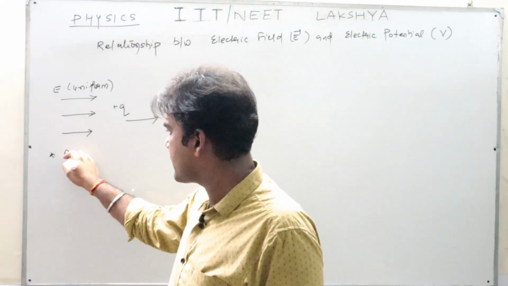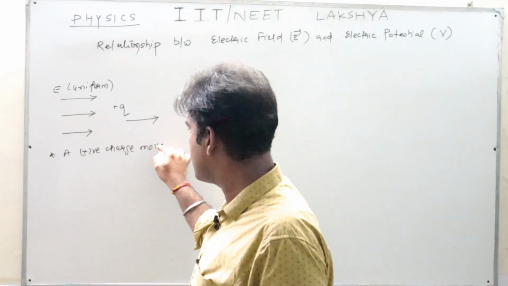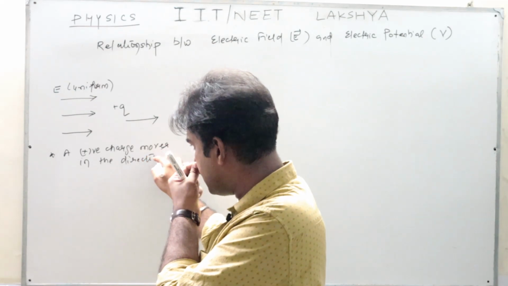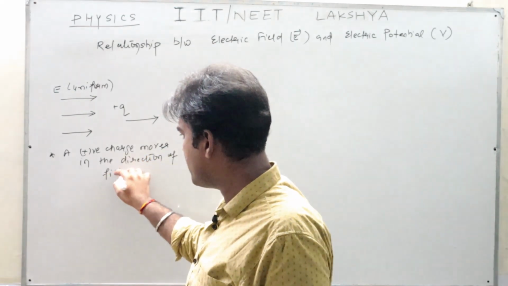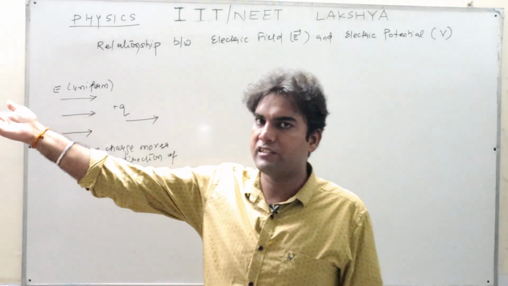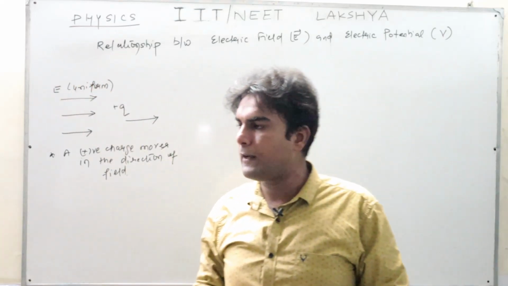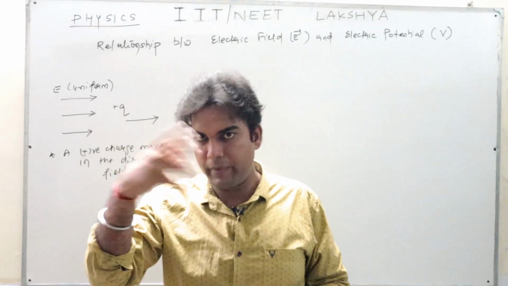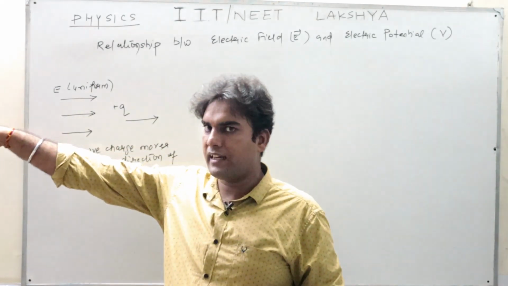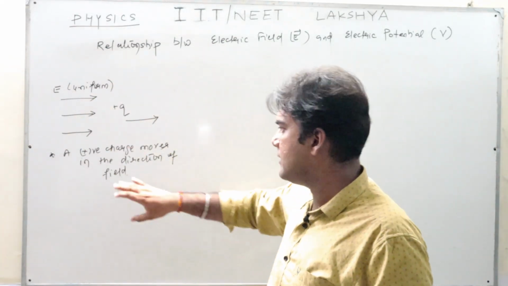So let me write this: a positive charge moves in the direction of field. What is the reason? The reason is electric fields are coming out. It means what type of charge is there? A positive charge is there, because the positive charge will emanate electric field lines away from it, whereas for the negative charge the electric field will go towards the negative charge. So it means some positive charge is there, and this positive charge would get repelled because of that positive charge. So that is the reason.